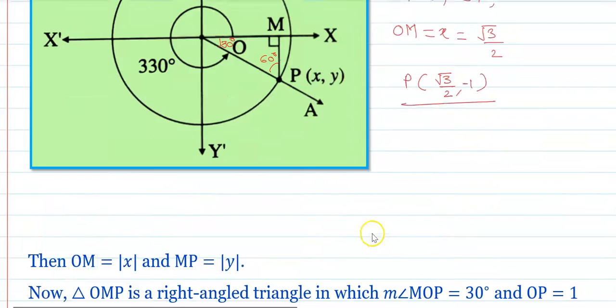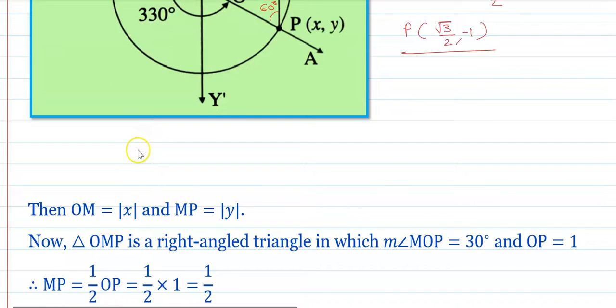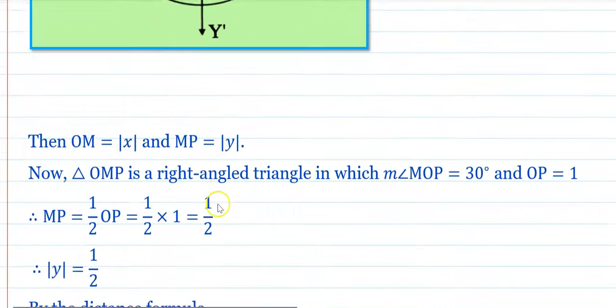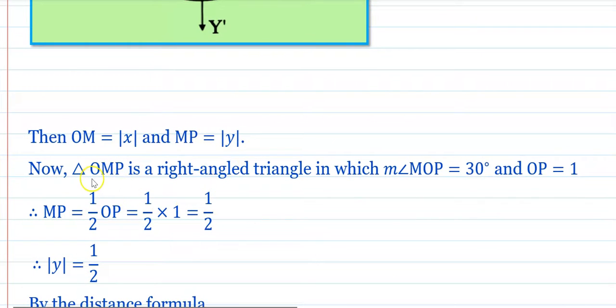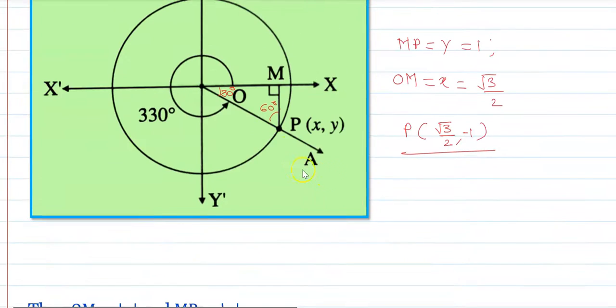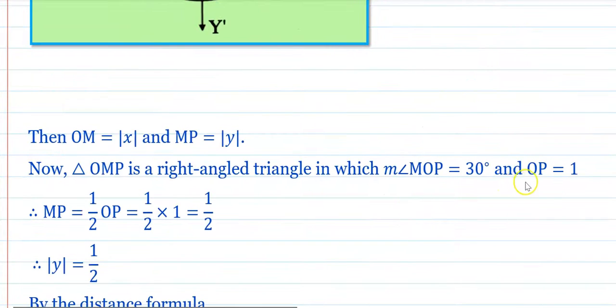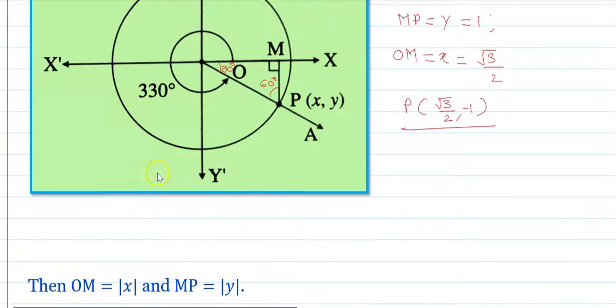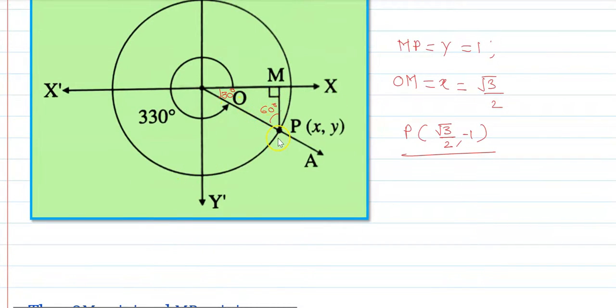Okay. Now see this, OM is equal to mod of x, MP is equal to mod of y. Triangle OMP is a right angle triangle. Measure of angle MOP is equal to 30 degrees. OP is 1 and therefore MP is equal to 1 upon 2 OP.